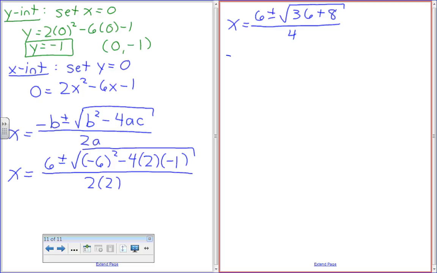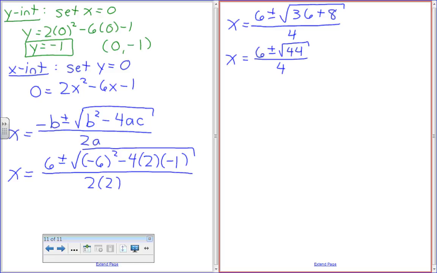So x equals 6 plus or minus the square root of 44 divided by 4. Now, someone, as I said on the quiz, left the answer like that, and that's fine. Unfortunately, since we're graphing, I need actual points. Okay?